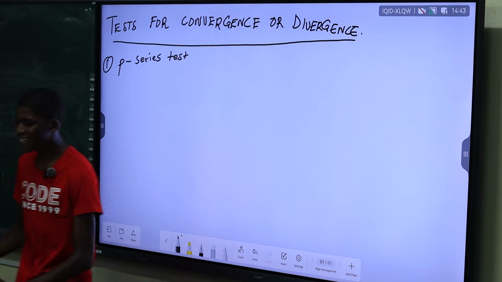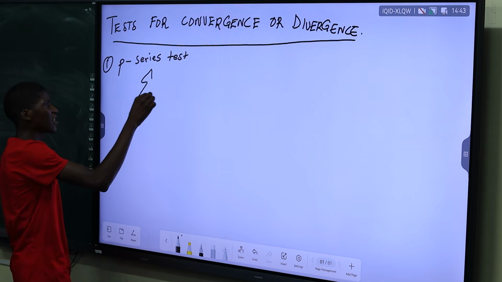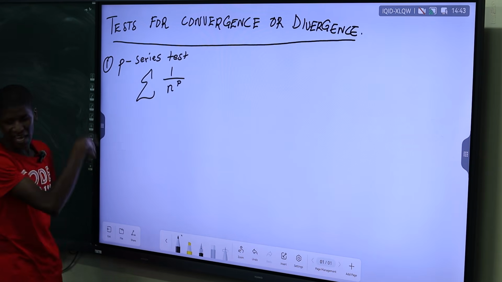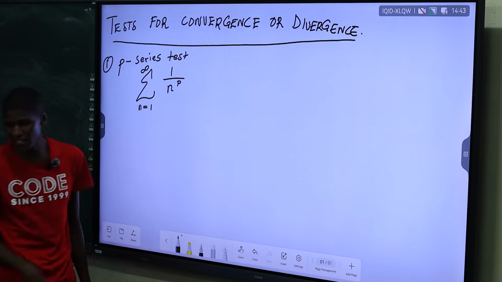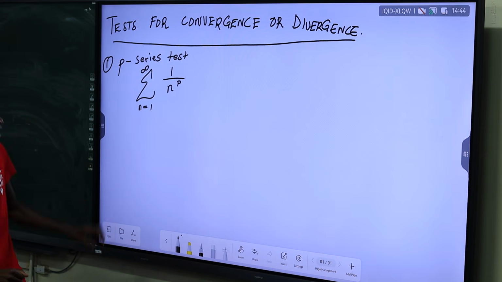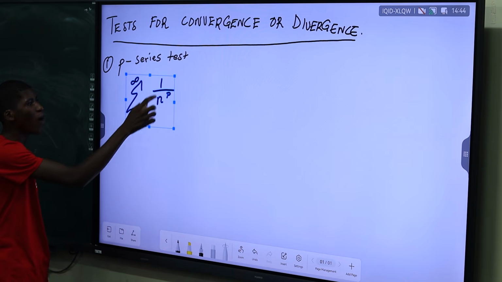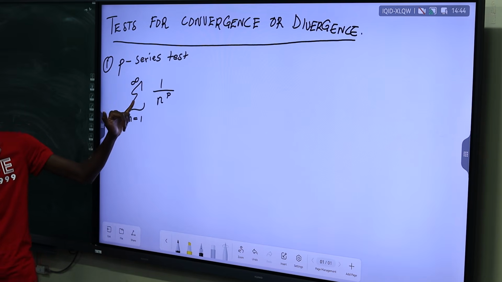A P-series test is kind of similar to a geometric series test, because a P-series is almost like a geometric series. A P-series, how does it look? We have a sum of 1 over n to the power of p, from n equals 1 to infinity. So you are finding the sum of a pattern that is given by 1 over n to the power of p. Remember that n is the position; it represents the position of the term.